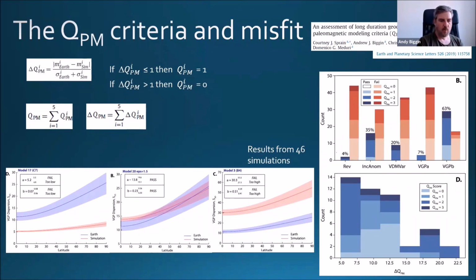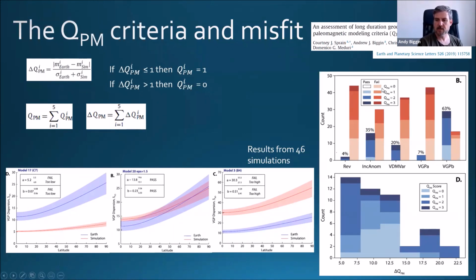But essentially, when we started using dynamo simulations, we were shocked at how non-Earth-like most of them were. So we developed a set of criteria to test this Earth-likeness. And the original batch of 46 simulations that we got, most of which were sold to us as being Earth-like, failed most of these criteria that are based on properties of the paleomagnetic field from the last 10 million years.